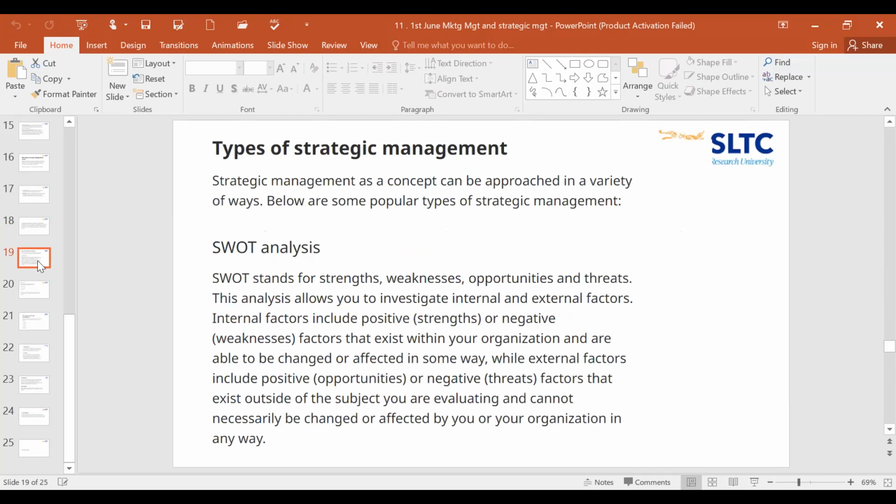Types of strategic management. Strategic management as a concept can be approached in a variety of ways. Below are some of the popular types of strategic management. Right. Now, everyone do SWOT analysis. Strengths, weaknesses, opportunities, and threats. Why we do this? Is to study what is happening inside and what is going to happen outside. A strategic tool. This analysis allows you to investigate internal and external factors. That is part of business planning.